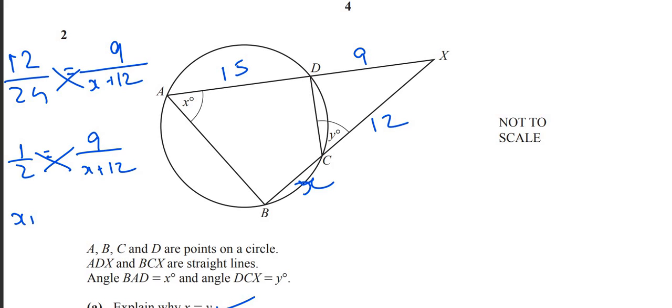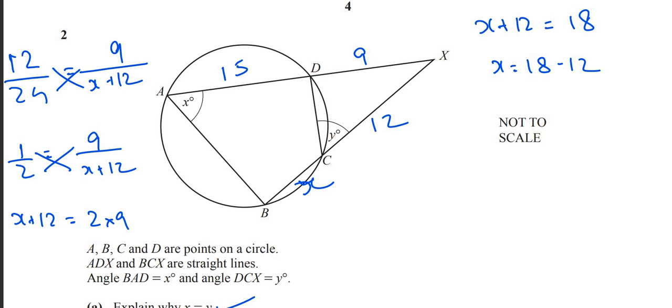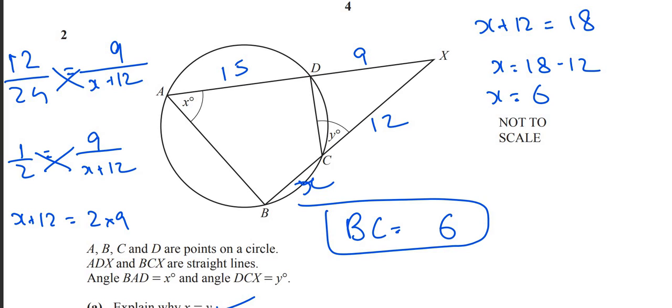Now we will cross multiply. So this becomes x plus 12 is equal to 2 multiplied by 9. x plus 12 is equal to 18. x is equal to 18 minus 12 and x is equal to 6. So the value of BC is actually 6. So this is going to be your answer.